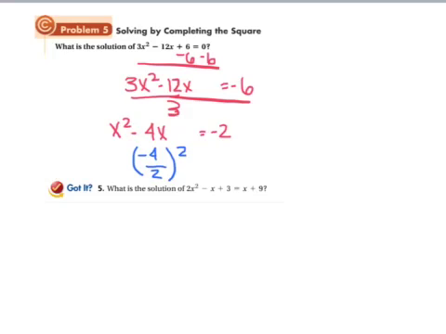Negative 4 divided by 2 is negative 2. Negative 2 squared is 4. So we complete the square by adding 4, which is why I left that open space. I have just completed the square. By adding 4, that is the process of completing the square. Now, I also have to add 4 onto the other side of the equation to maintain the equality of the equation. If I'm adding 4 to one side, I need to add 4 to the other.